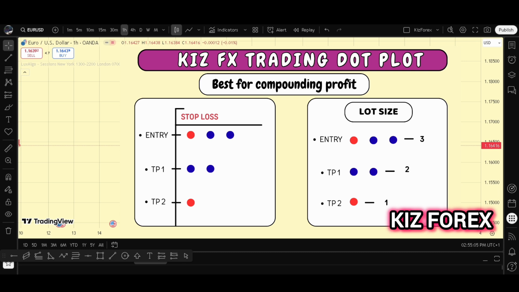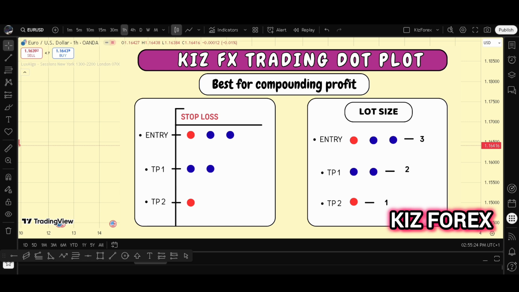Now I call this particular trading style the best for compounding your profit. Of course, if you want to stay long in the forex market and make constant profit, you have to be able to know how to compound your profit in the market. So what do I do?